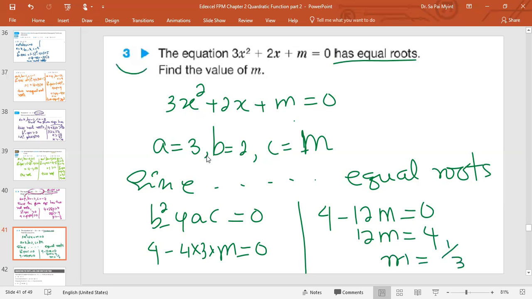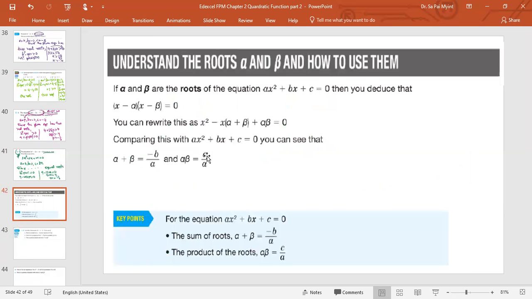These number 2 and number 3 are very, very important. These are in the exam. You need to do them carefully. Another one is to understand the roots alpha and beta and how to use them. These are very, very important. In the exam, there are high marks. This question is high mark. And this is also very, very easy. Here, look.